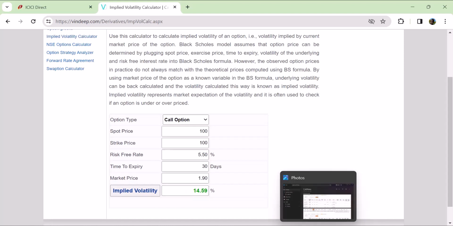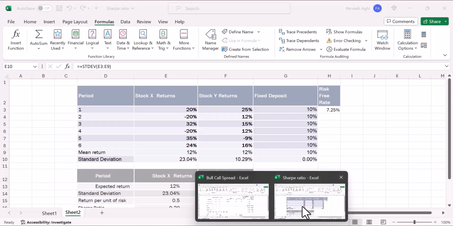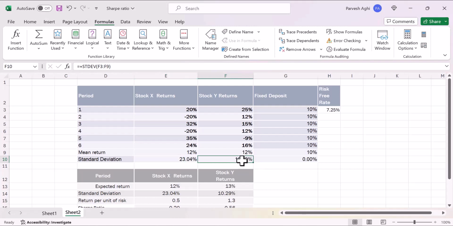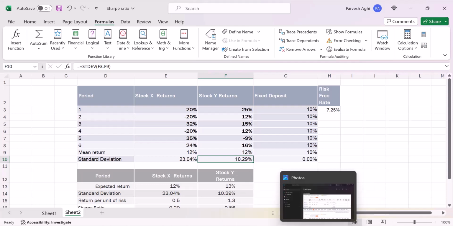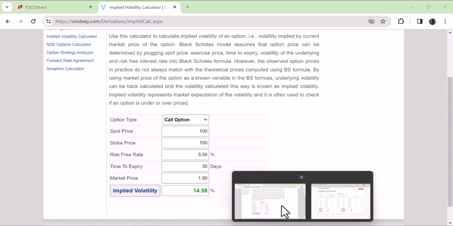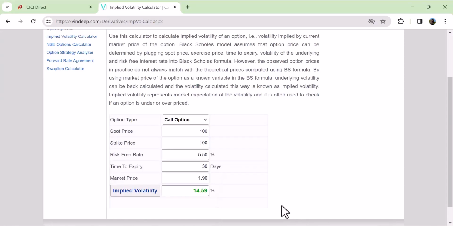Then you check the underlying stock. Suppose this is stock Y. What is the volatility? 10%. What the premium writer has built into this option premium? 14.59. Okay. So he has built more volatility into the premium.